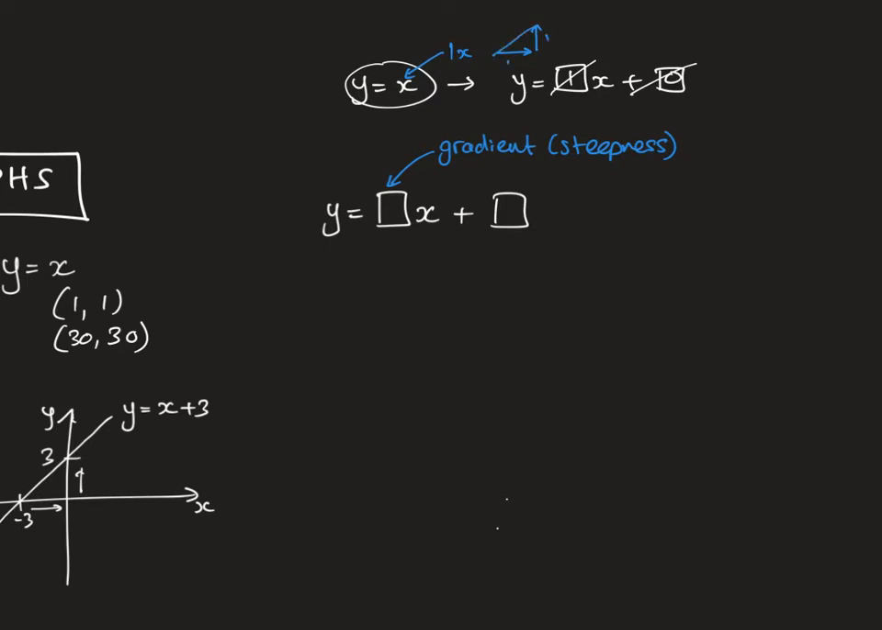Now I'll go into a little bit more detail about the steepness, or this gradient, in just a second. Now the number that is on its own is the y-intercept. This is the y crossing point.